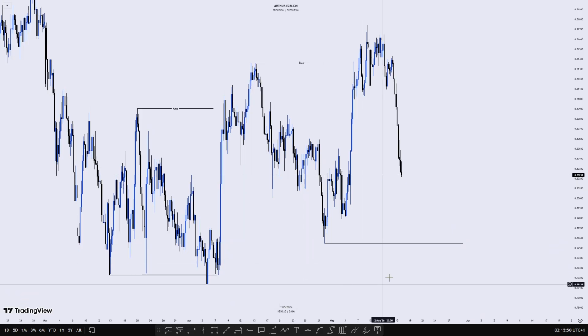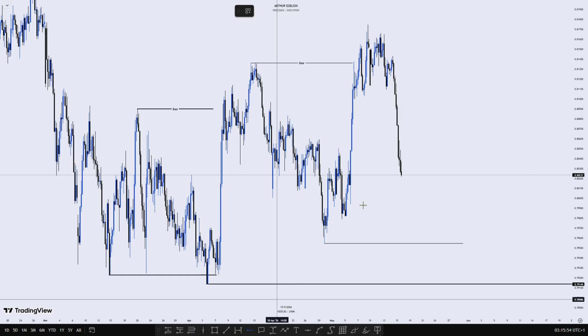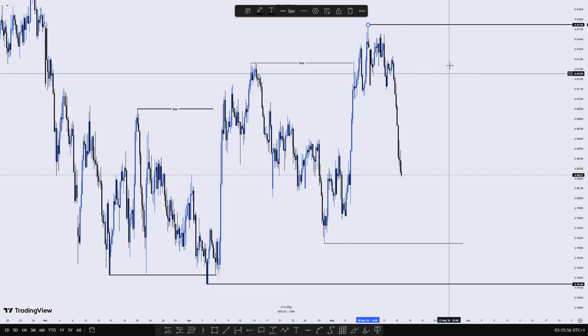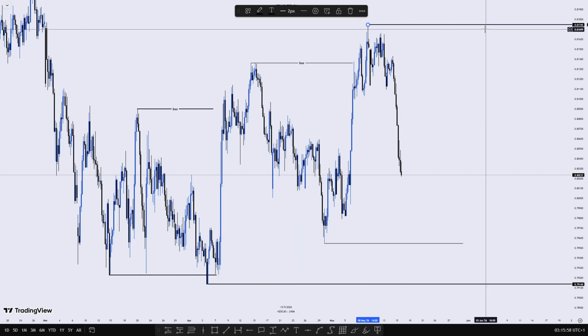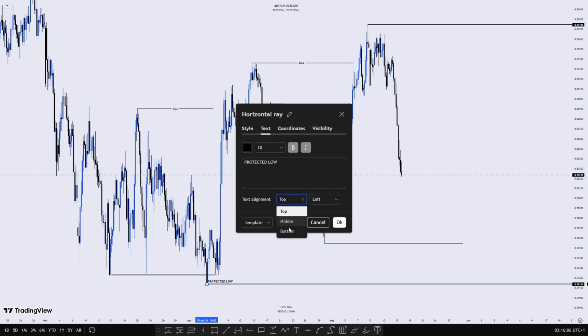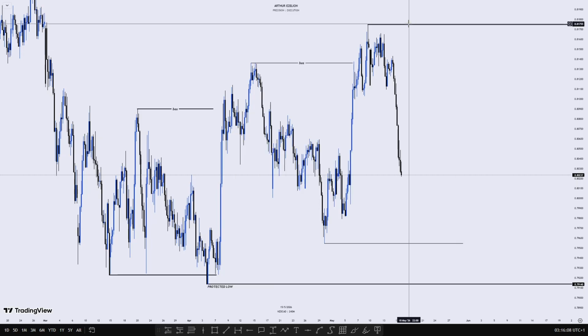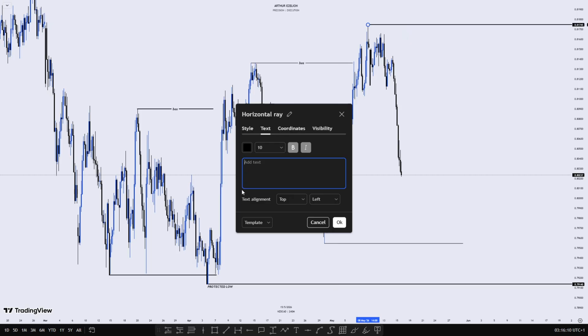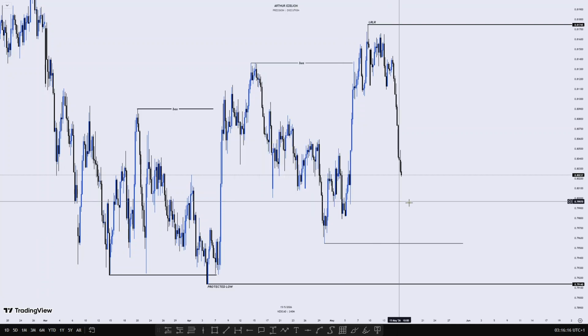So all criteria have been checked. Now we can mark this low to this high as our swing structure. So from this low to this high is our swing structure. And this is called our protected low. And this is called our low resistant liquidity run. Does any of this make sense?